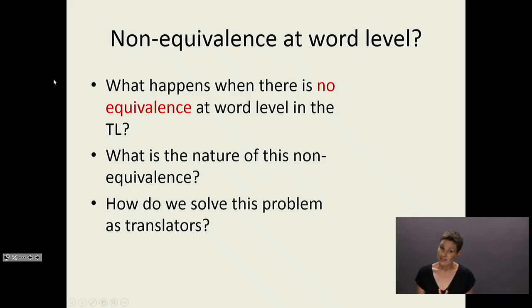So how could we describe this non-equivalence? And then, of course, as translators, we need to step away from the theory for a moment and ask, how could we solve this problem as translators? These are really vital questions for translators to ask because we need to know what to do when a word doesn't exist in the target language, and we obviously need to translate that word. So this is how we can use equivalence theory to assist us in solving these problems when they arrive.